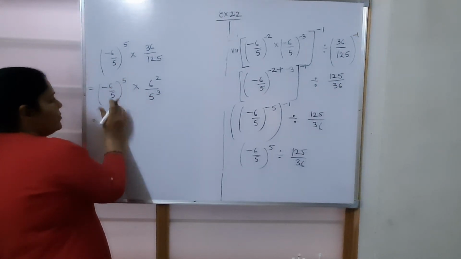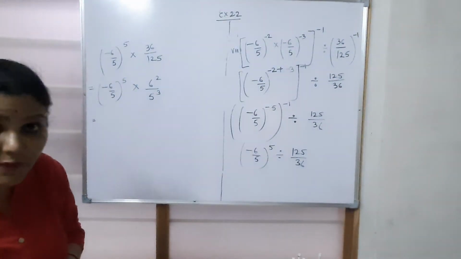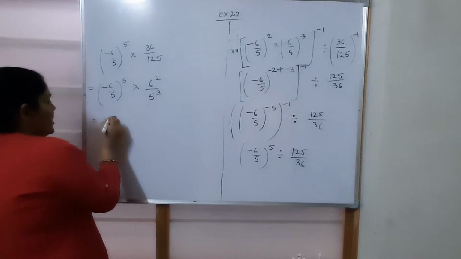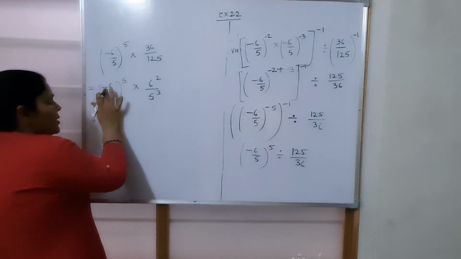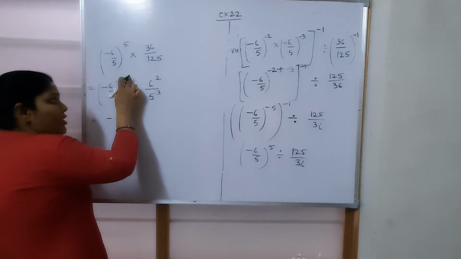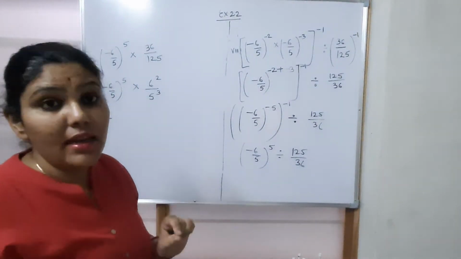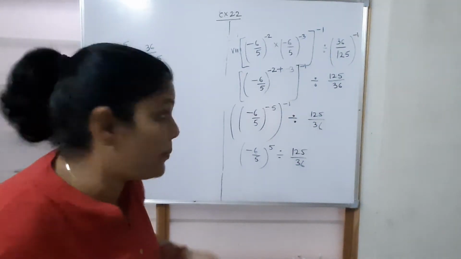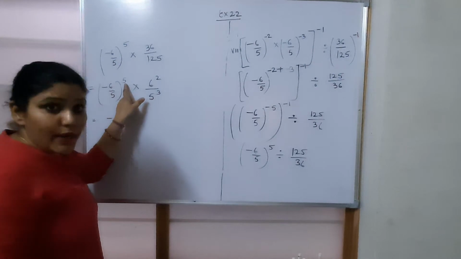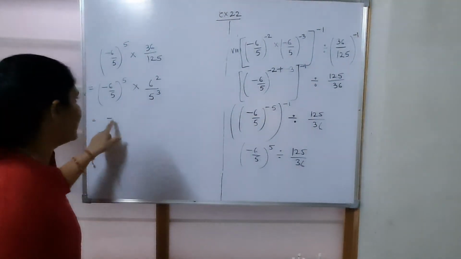Now just look here, if I talk about minus 6 upon 5 whole raised to the power 5. What does it mean? It means we have a minus sign. Can I keep it outside? Yes, we can keep it because the power is an odd number. So when the base is negative and the power is odd, we will always get a negative number. So that's why I put a negative sign here.